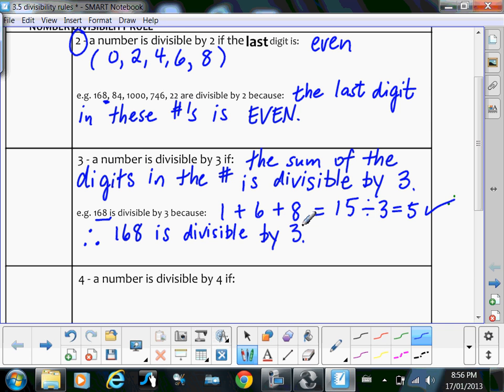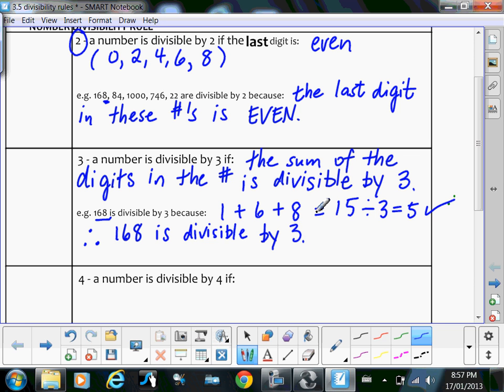To find out if a number is divisible by 3, you want to take the sum of the digits in the number. So in this case, we took 1 plus 6 plus 8. We determined that the sum is 15. We know offhand that 15 is divisible by 3 because 15 divided by 3 equals 5. Therefore, you conclude that the whole number 168 is divisible by 3.